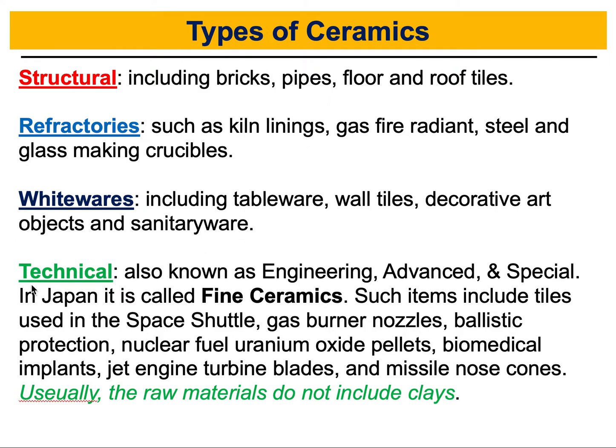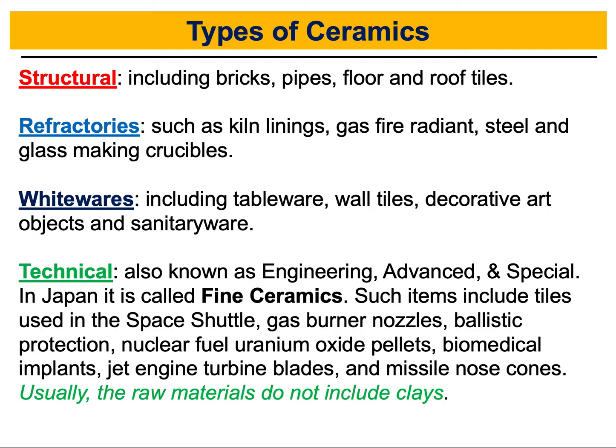Now, these days, we developed something called technical ceramics, also known as engineering, advanced or special ceramics. In Japan, they call them fine ceramics. Such items include high-end applications, pieces of equipment or parts for very advanced applications. So they're used in space shuttles, ballistic protection, nuclear fuel, uranium oxide pellets, a lot of biomedical implants, and jet engines. So there's a wide range of applications when we call it technical. Sorry, there was a typo here. Usually the raw material does not include clays when we term the ceramics as technical ceramics or fine ceramics. So those are the four types that are characterized by application of ceramics.